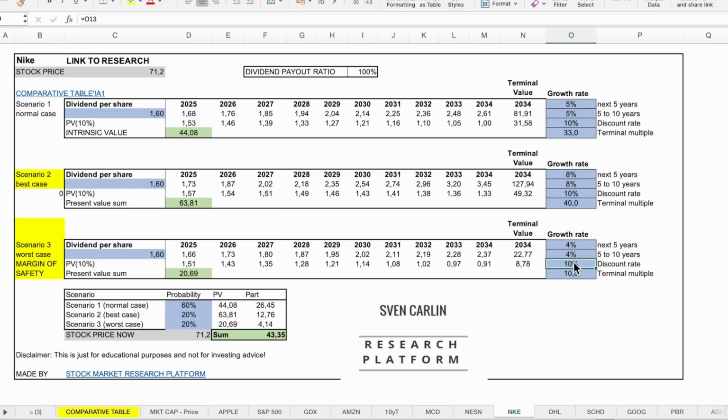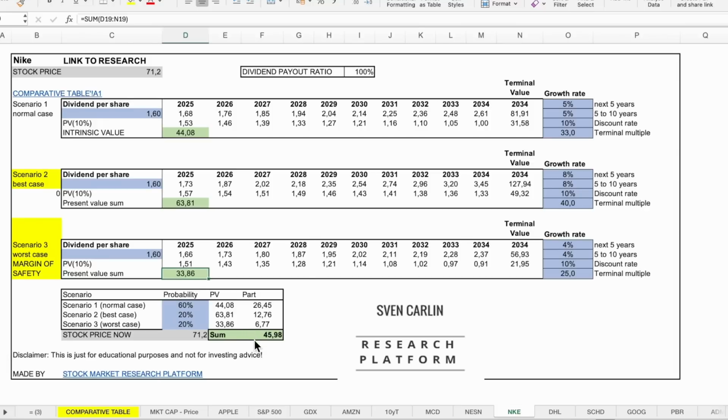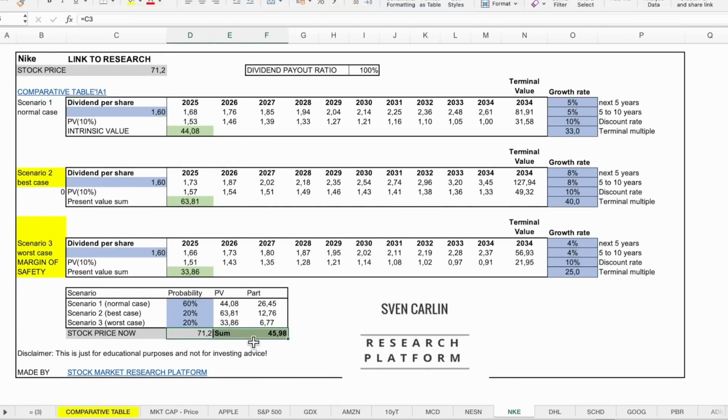4% growth rate, discount, and then let's put a 4% dividend yield, not to piss too many off, then the present value is still another 50% down. Probabilities, let's say stock price is still a little bit overvalued compared to the stock price.